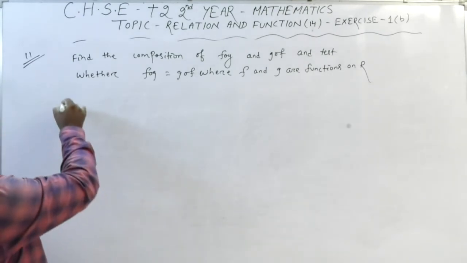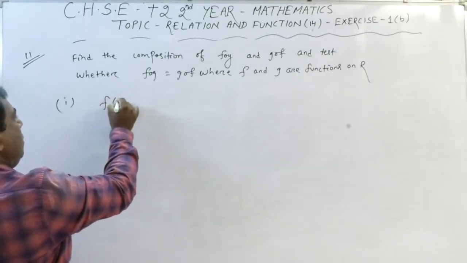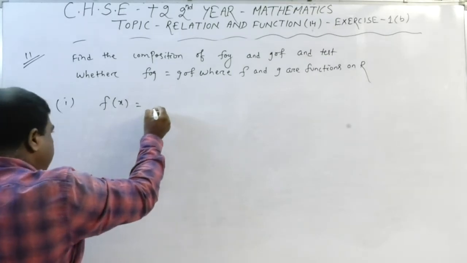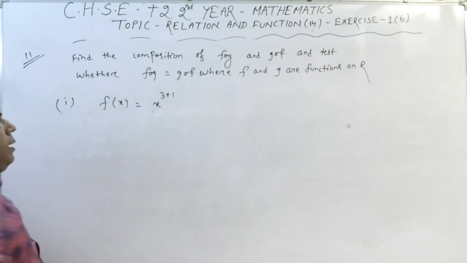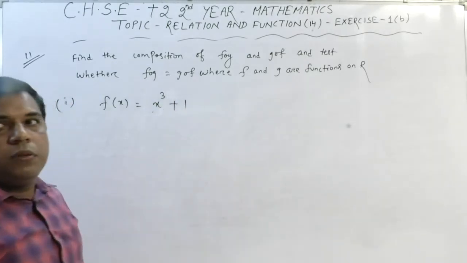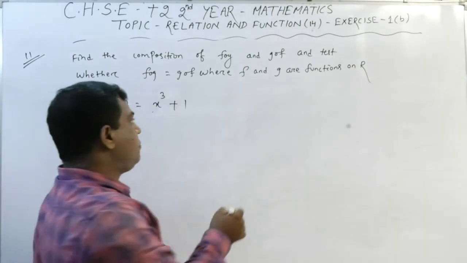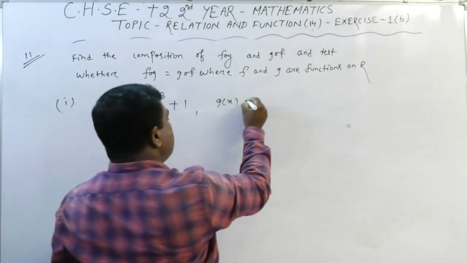So you see, the first one is given as f of x as x to the power 3 plus 1, so it is not like this, it is x cube plus 1. Okay, my dear students, so please make a correction. And g of x is x square minus 2.